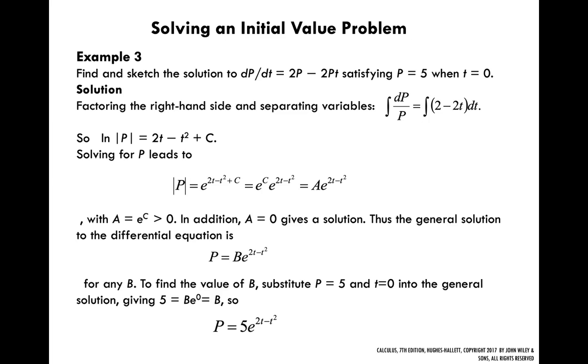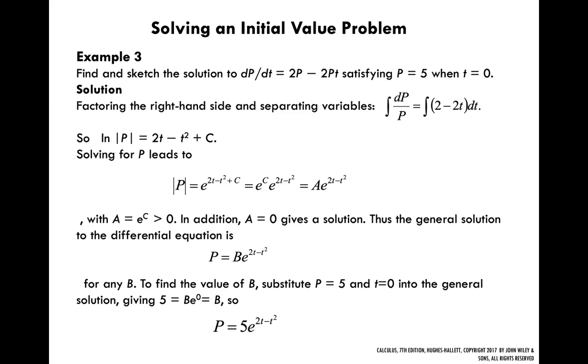We can again split off the e to the c and write that e to the c as the constant A. So we get A times e raised to the function 2t minus t squared. And A is equal to e to the c, which is positive. A could be 0, which gives a solution. And because we have the absolute value of P, we can again rewrite that whole thing as P is equal to B times e to the 2t minus t squared, where B can now be any number. It can be negative, 0, or positive.